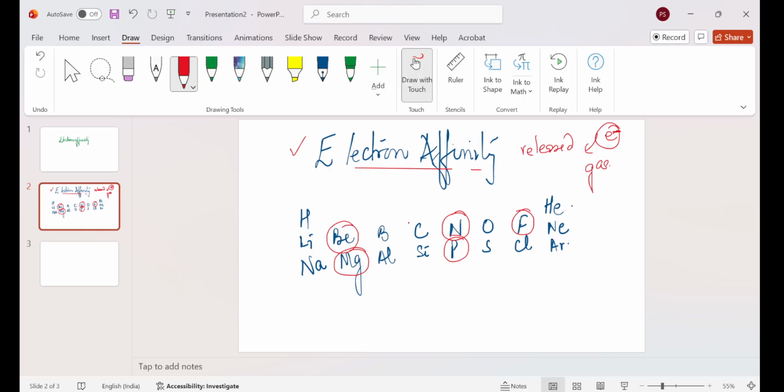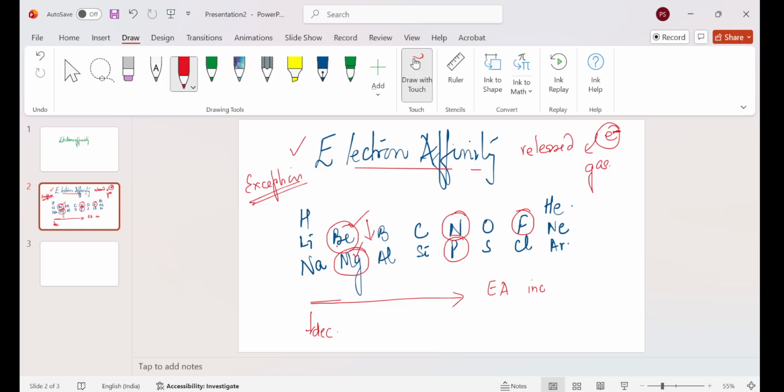Now see, when we move in the periodic table from left to right, the electron affinity increases. And when we move top to bottom, electron affinity decreases. But there are some exceptions. These exceptions are beryllium and magnesium. When we move left to right, the graph should say that from lithium, beryllium should have a higher electron affinity, but here there is a dip in the electron affinity.